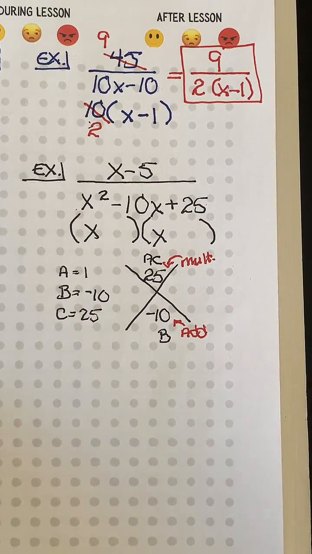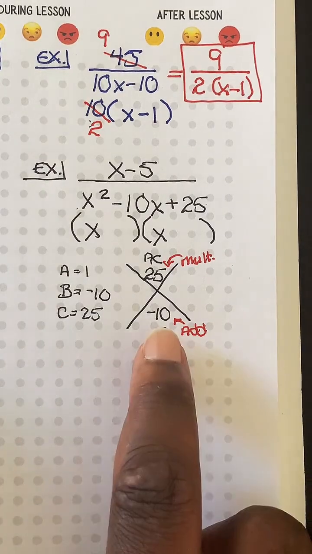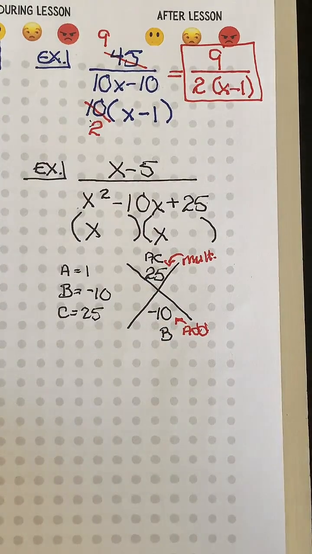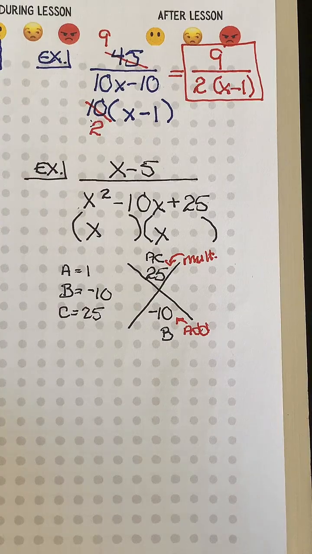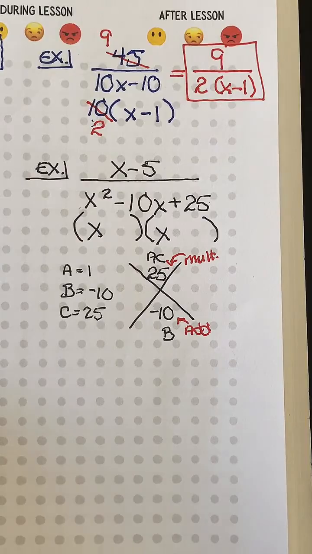What do you think? So we can go 5 and 5, but if I do 5 plus 5, that's going to give me a positive 10. We want a negative 10. So there we go, John. There it is. Negative 5 and negative 5. Good job.